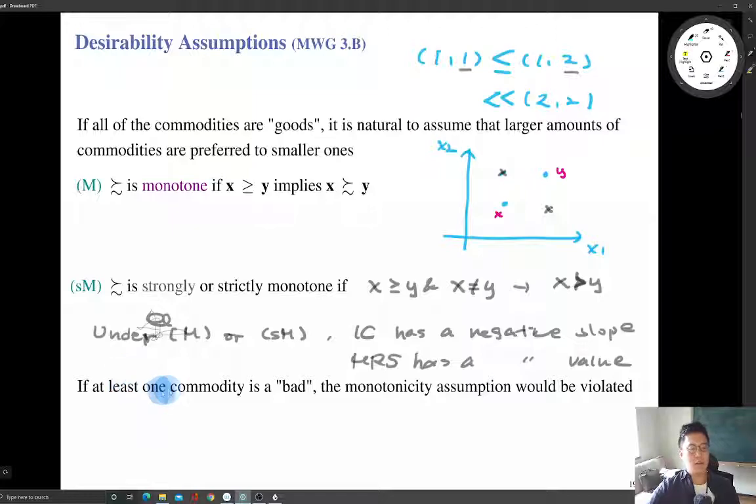But if at least one commodity is a bad, so that the more the worse, then these two monotonicity assumptions are naturally violated. So if x2 is a bad, then the indifference curve has a positive slope. Now we can't compare this x and y, but we can compare these two instead. So this bundle is clearly better than this bundle when the second good is a bad.